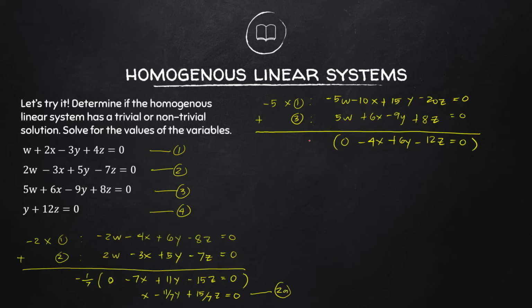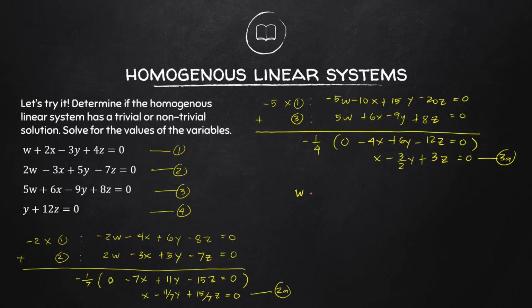Let's multiply the whole equation by negative 1/4 to get rid of the coefficient of x. This would be x minus 3/2 of y, and this would be positive 3z equal to 0. I'll call this equation 3a. So we now have your equations.